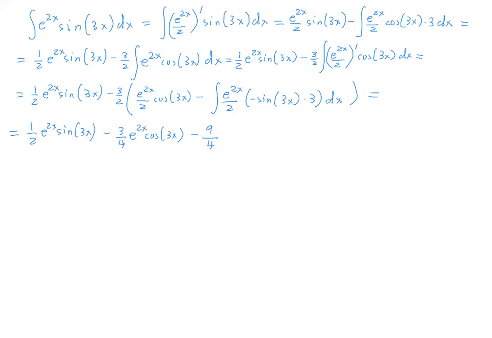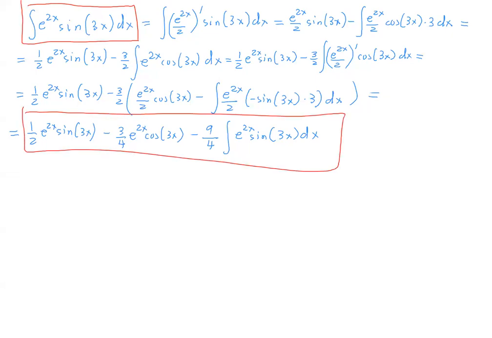And this will be e to the 2x sine of 3x dx. And this is what we were trying to get, meaning we get pretty much the same thing that we started with. And now we have to acknowledge that this is equal to that.